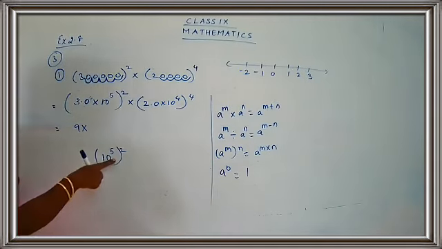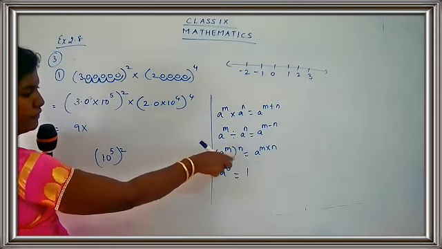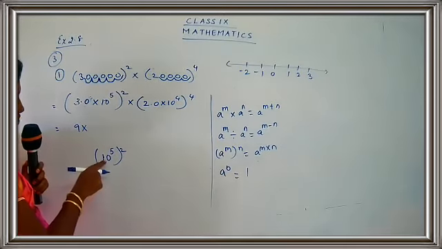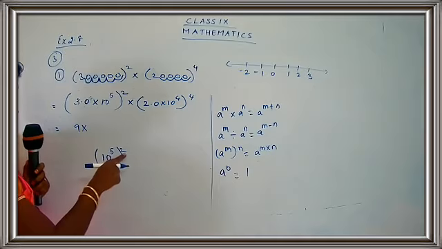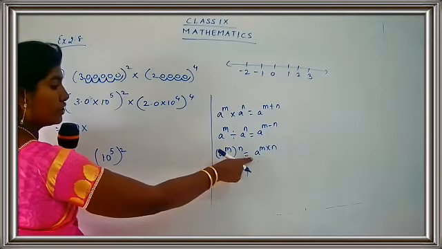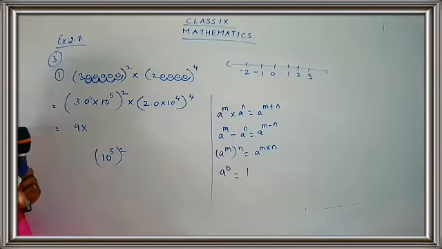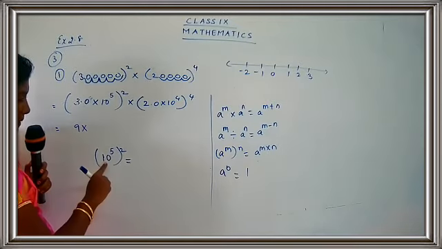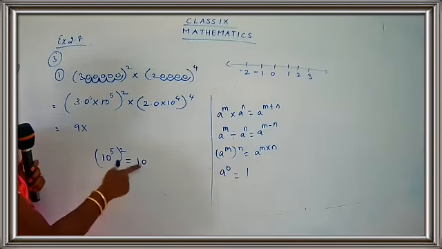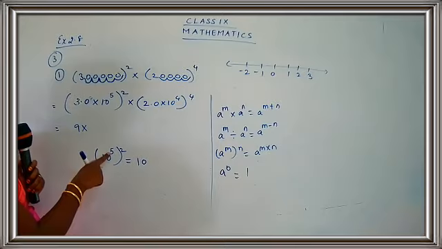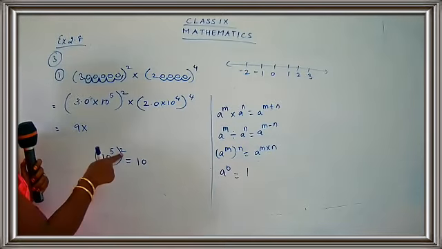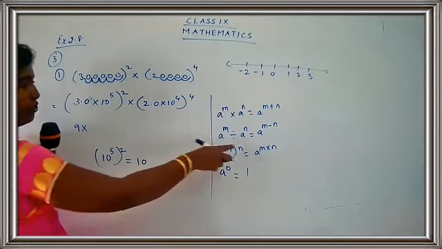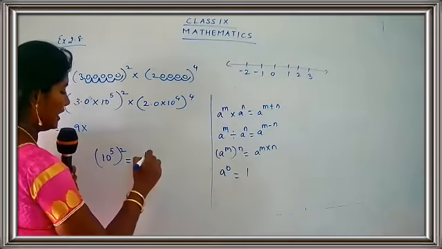Now this is of which form? This form. A raised to m the whole raised to n. So what is the answer? A raised to m into n. That means you have to multiply both the powers. So write the base. What is the base here? The base is 10. What is the power here? 5. That is, m is 5. And what is n? It's 2. So you have to multiply m and n. So you get 5 into 2.